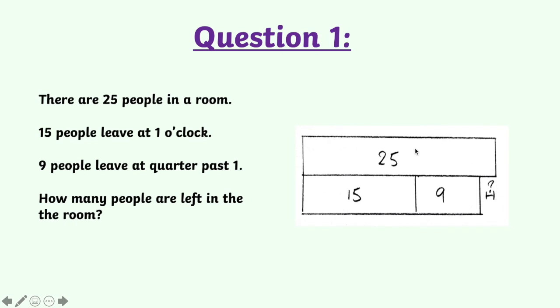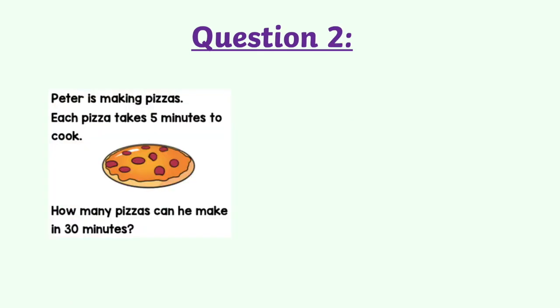And all we really need to do is add 15, add 9 together, and that will help us then work out how many people are left. So if you do 15 add 9, you get to 24. So 24 people have left the room. Now we only started with 25, which must mean that there is one person left. So this tiny little bit here, this remaining part that would make 25 altogether, is the one person left in the room. Okay, let's have a go at another question.